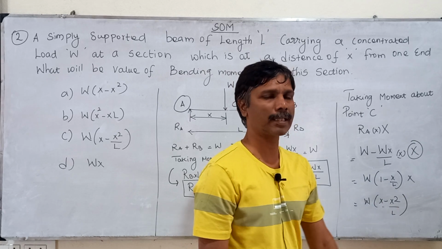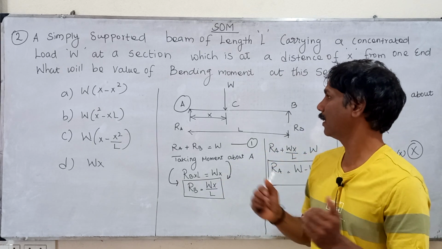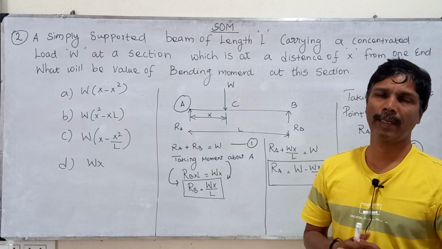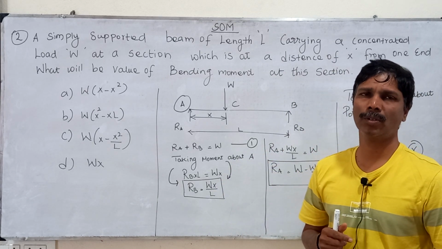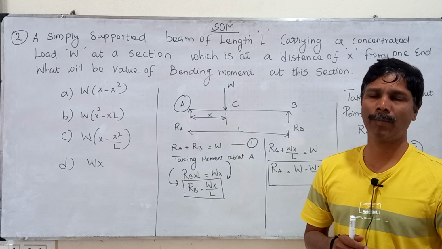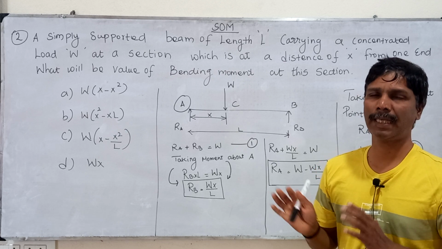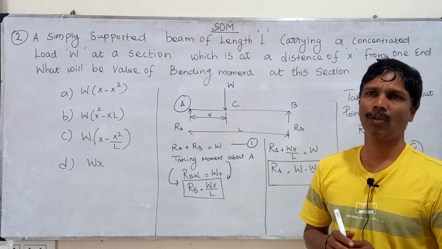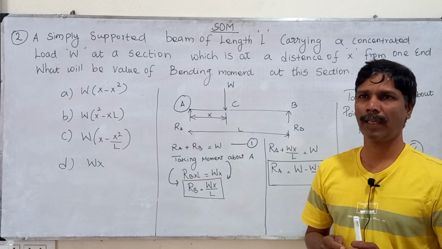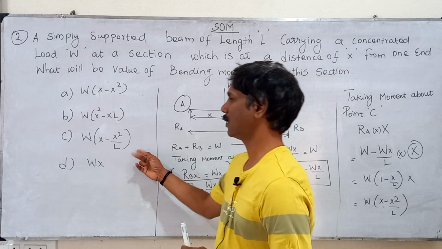This is the moment equation for a simply supported beam carrying a point load at a distance x. In this way, we are able to calculate the moment equation for any beam. The same method can be applied to find the moment equation of any beam. So our answer is option C.